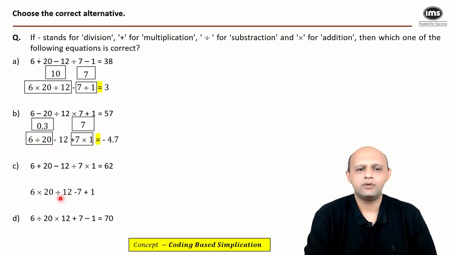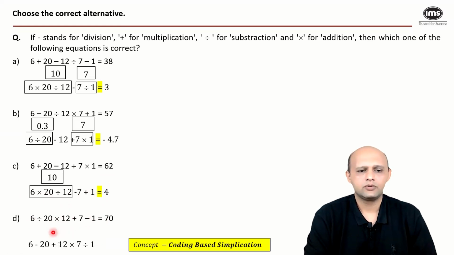Next. Now, when you have this, what will you do first? Again, you do the first 3 parts where you're dividing and then you're multiplying. So 6 into 20 by 12 is again going to be 10. Minus 7 plus 1 would result in a 4. Okay, what is given is 62. So that's wrong. Therefore, by default, what's the answer? Answer is option D. But still, let us have a look at it.